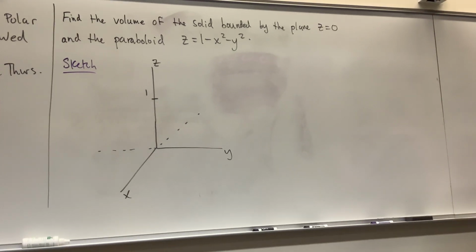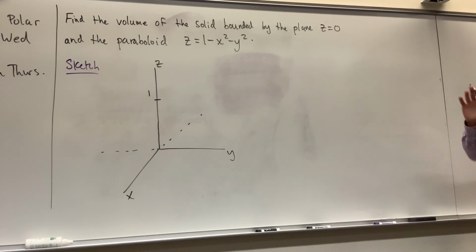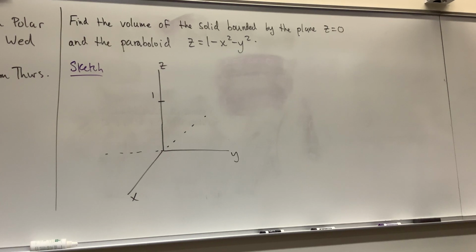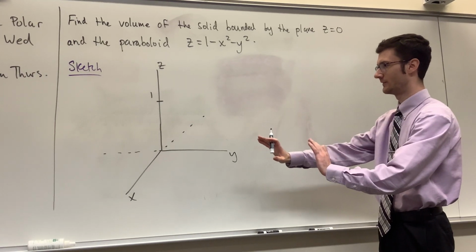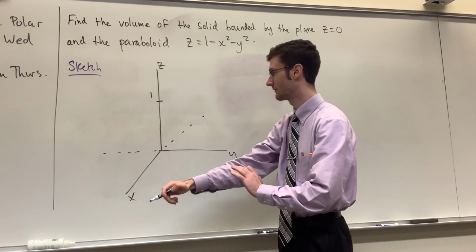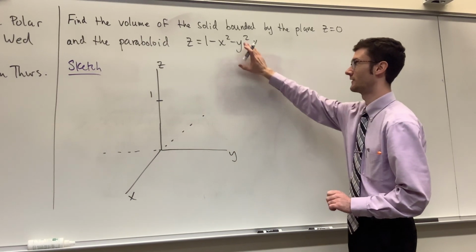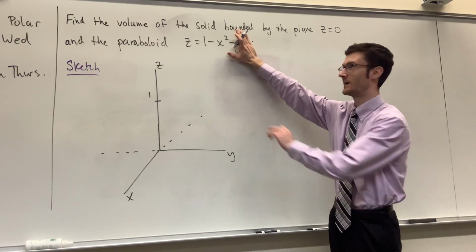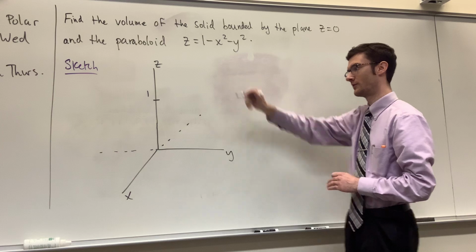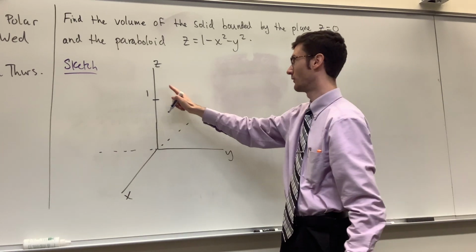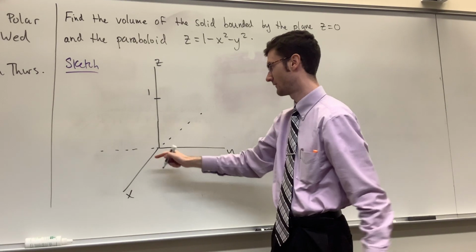Paraboloid pointing down. Okay, so just think about this for a second. Essentially what's going on is, if we look at the traces that are just in the ZX plane, let's look at that one. That means set y to 0. You see we have this parabola z equals 1 minus x squared. Now we know what that looks like. I've gone up 1. It's just going to be this parabola pointing down.